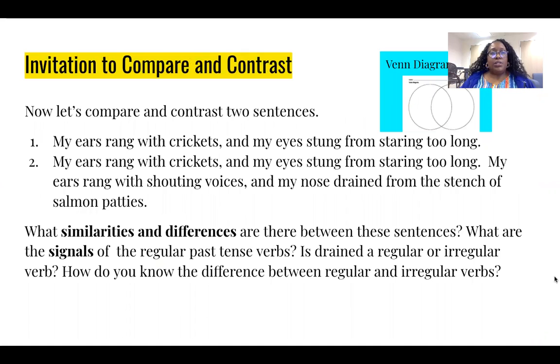Next, we'll give students the opportunity to compare and contrast. Let's compare and contrast the two sentences. My ears rang with crickets and my eyes stung from staring too long. My ears rang with shouting voices and my nose drained from the stench of salmon patties. What similarities and differences are there between these sentences?